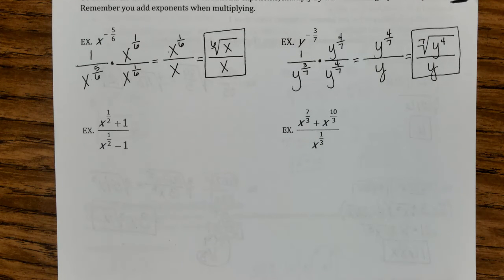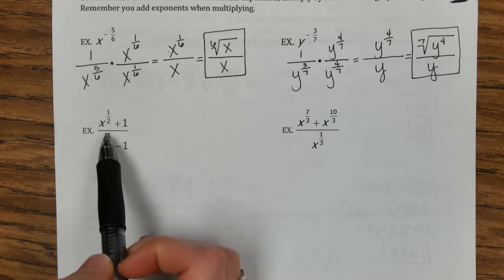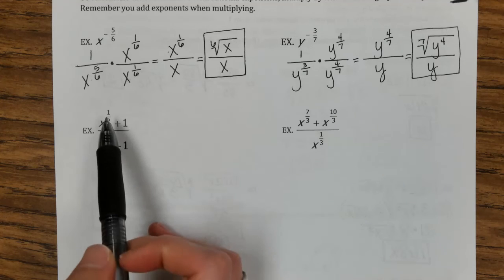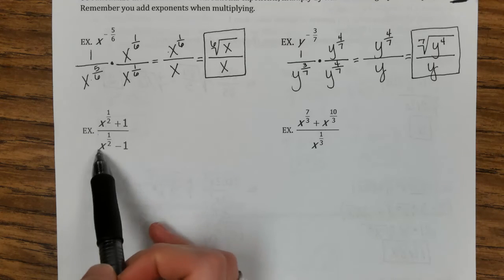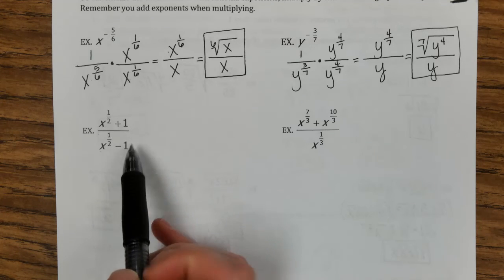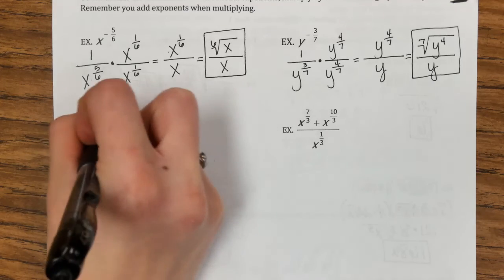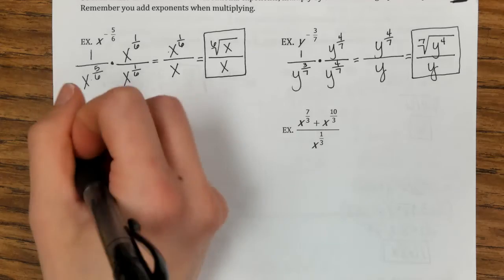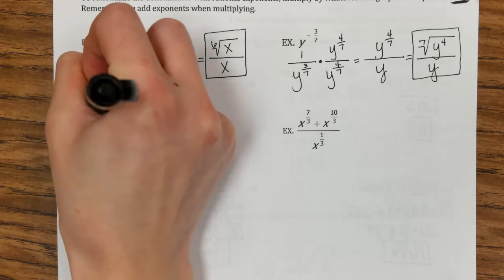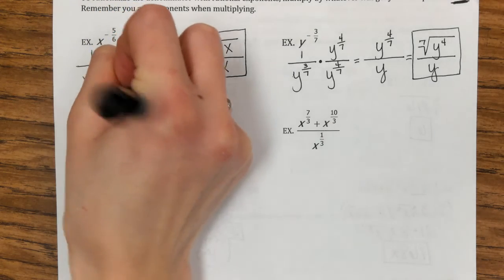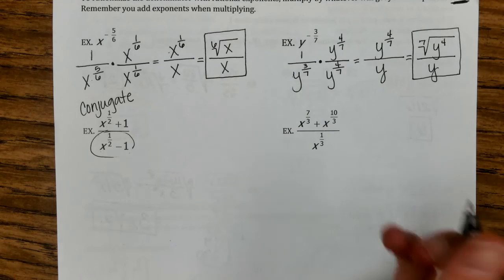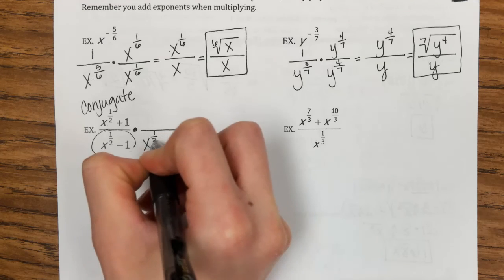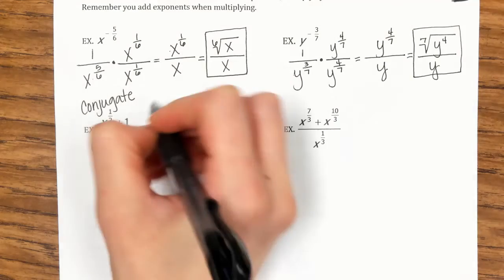Okay. When you have this next example, you've got x to the 1/2 plus 1 over x to the 1/2 minus 1. This is a binomial in the denominator. When you have a binomial, you've got two terms, this is where you're going to do the conjugate. Just like we just did. That's why I threw that example in there. So I'm going to multiply by x to the 1/2 plus 1.